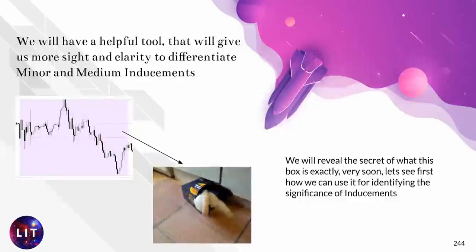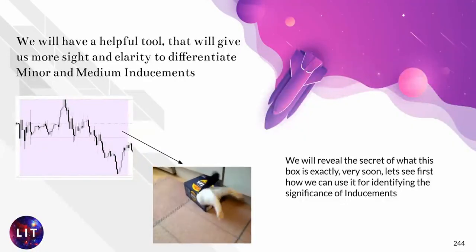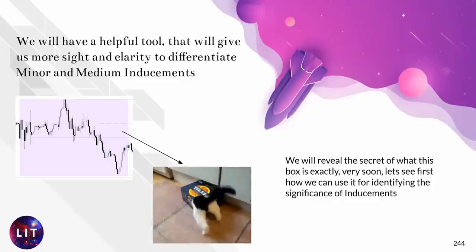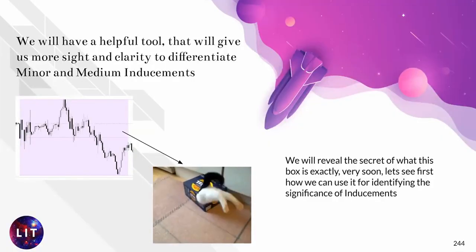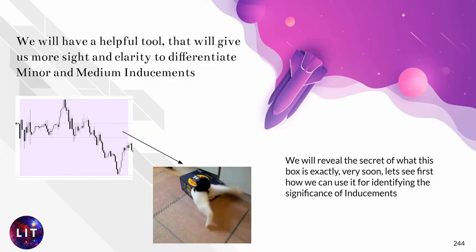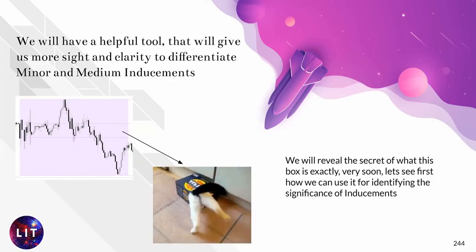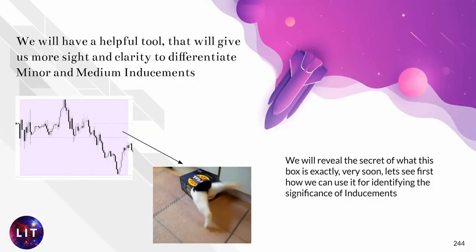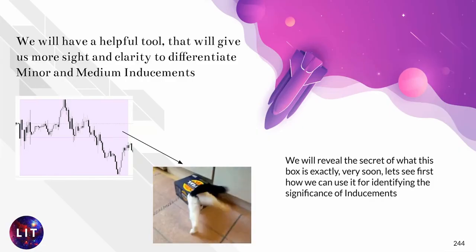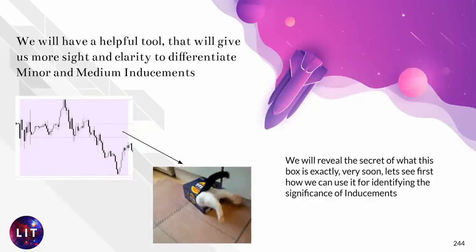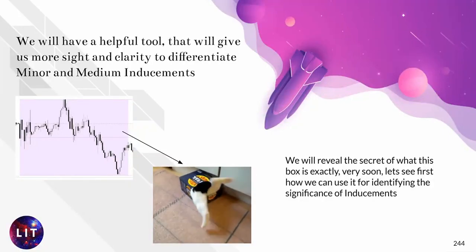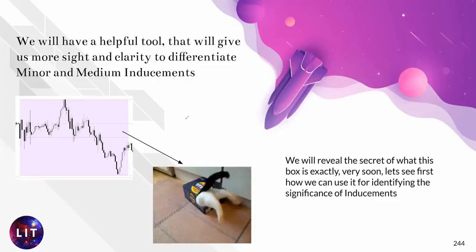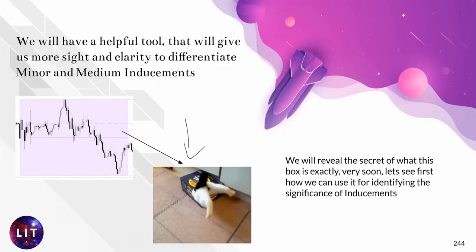We will have a very helpful tool, which you probably saw already a few times in slides before. And you were asking, what the hell is that? But of course, we will dig into that later. For now, just understand that it can help, and definitely not only can, but will help us to get more sight and clarity, and to differentiate minor and medium inducements very easily. And as you can see, this cat right here definitely has good sight and clarity.